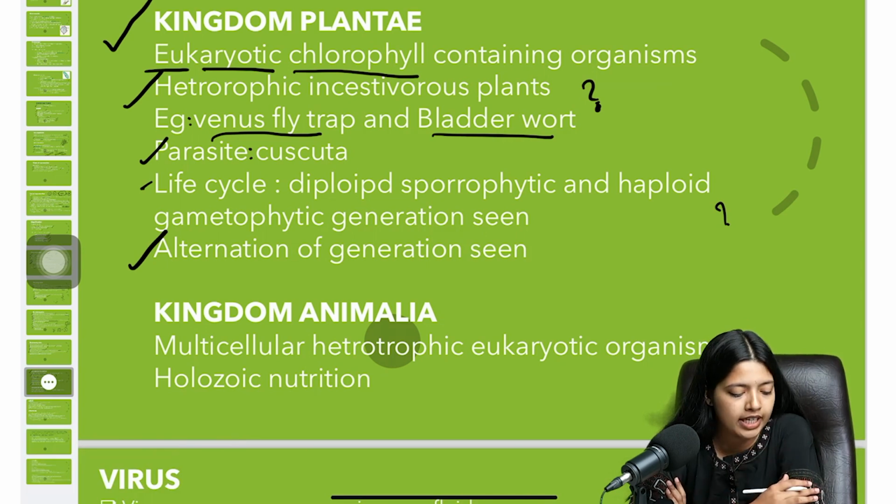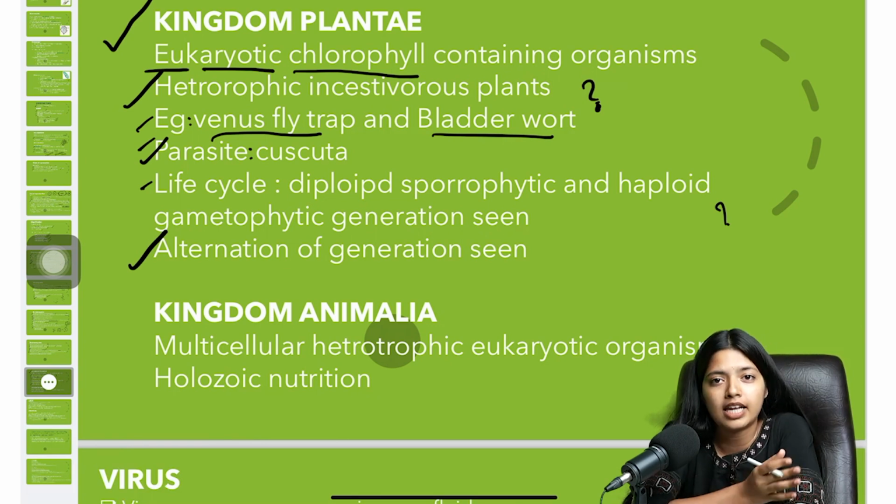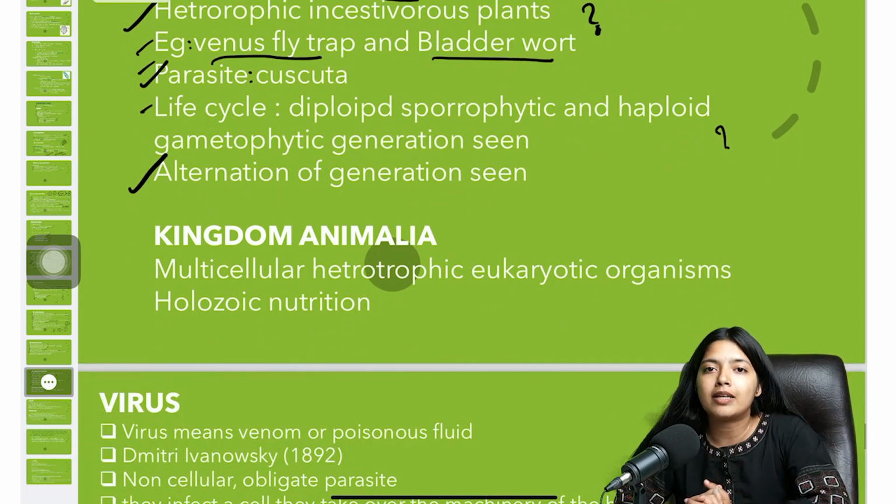Eukaryotic, chlorophyll containing, heterotrophic organisms, then examples, an example for a parasitic organism, and their life cycle, which shows alternation between two generations. Okay, so next, kingdom Animalia.